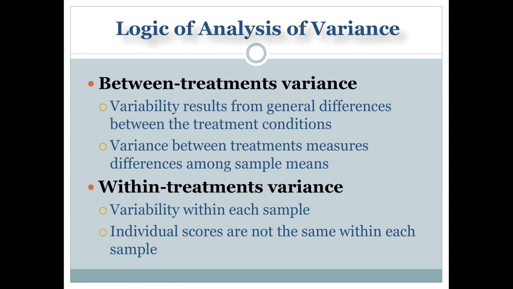And I do have a whole video titled Between and Within Treatments, and it explains this a little bit better, using your own sibling set compared to your cousin sets. So make sure you watch that video too. So the within treatment variance is the variability within each sample, and between is that variability between the sample groups.